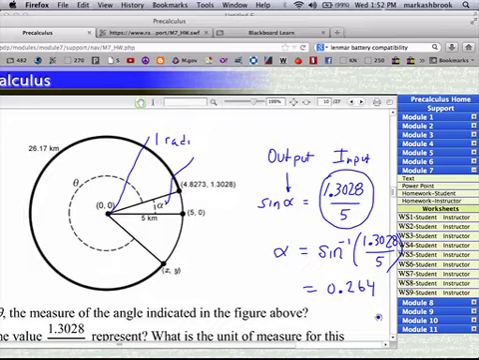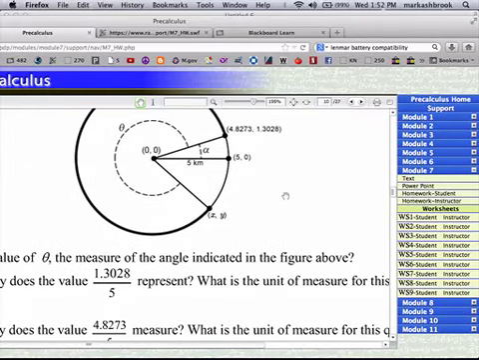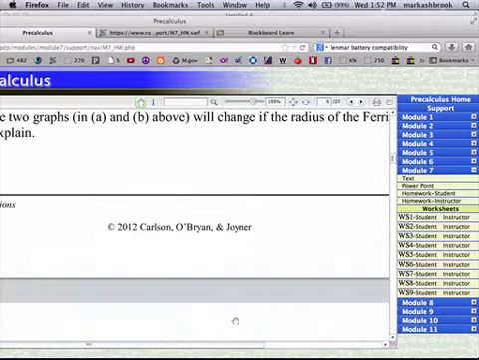Questions on this problem? We good? So what was the next one?